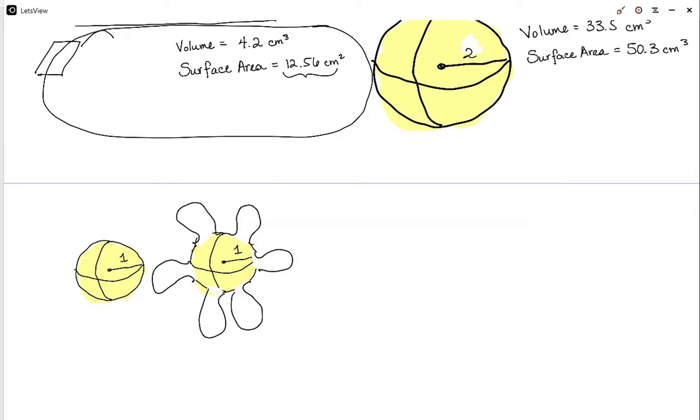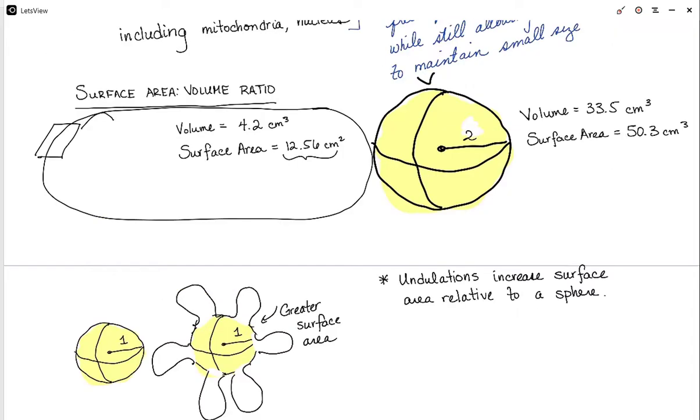Let's say that I kept the volume the same. I just changed it so that I made the surface area, or the outer surface, very undulated. This would have a much greater surface area. So undulations increase the surface area. This is kind of a key piece here. To maximize the surface area relative to the volume, I want undulations and I want a small volume.